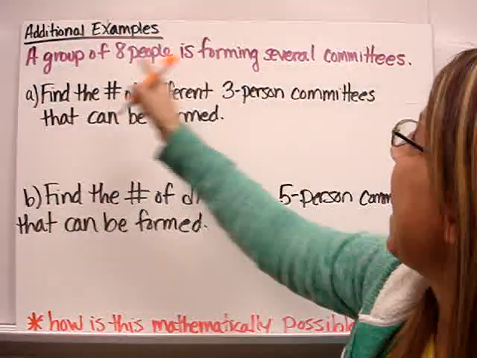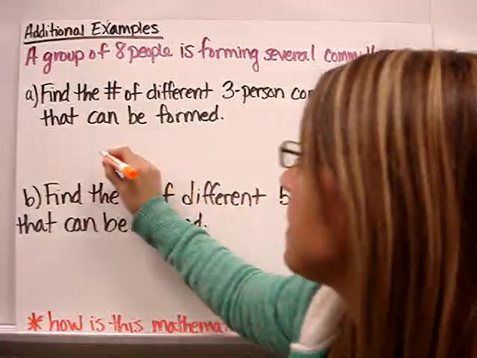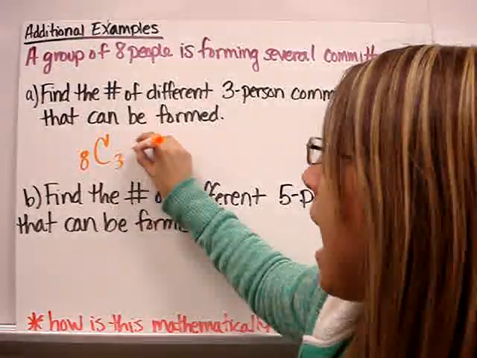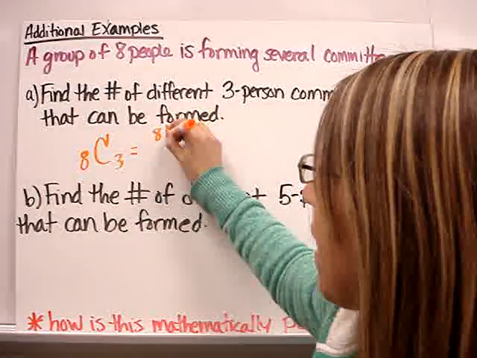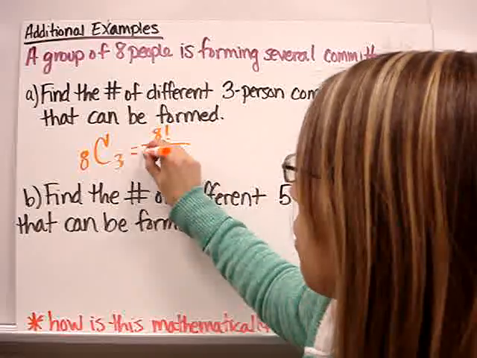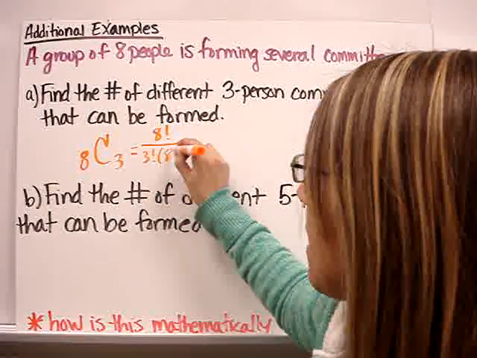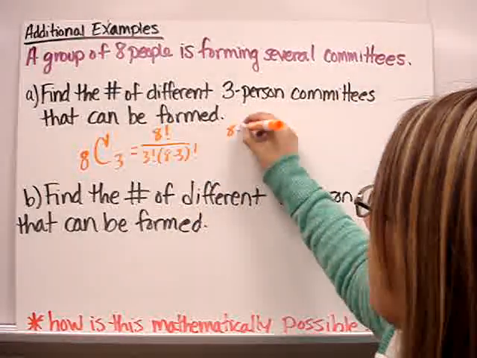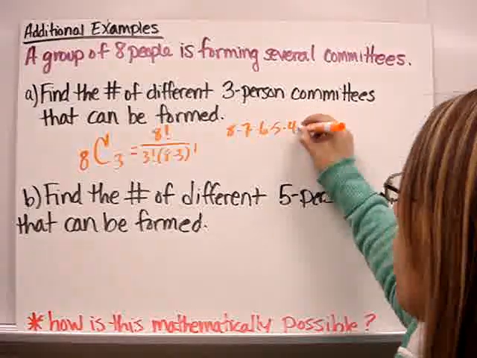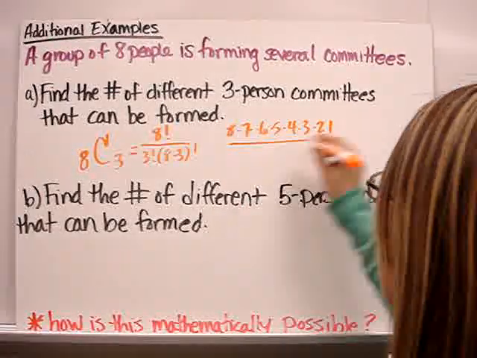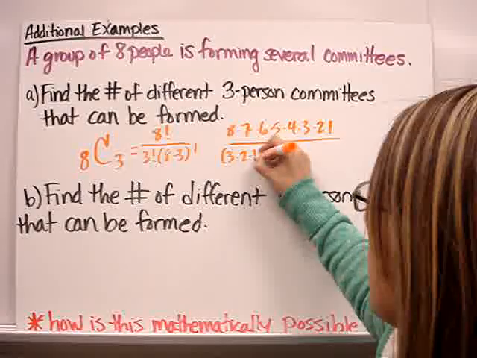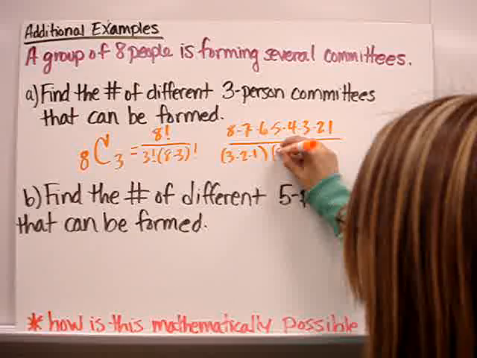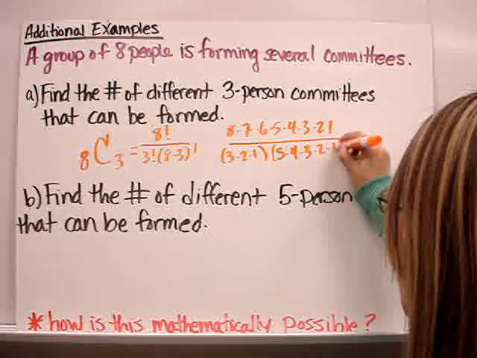So there are 8 people, and we care about 3 at a time. So it's going to be 8C3. And as we write that out, I know that's 8 factorial divided by 3 factorial times 8 minus 3 factorial. So that's 8, 7, 6, 5, 4, 3, 2, and 1. Then 3 factorial is 3 times 2 times 1. 8 minus 3 is 5, so 5 factorial is 5, 4, 3, 2, and 1.